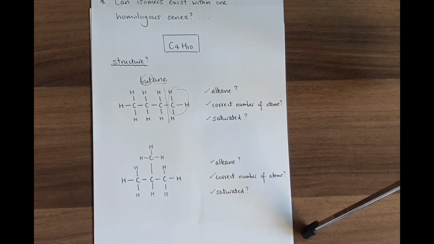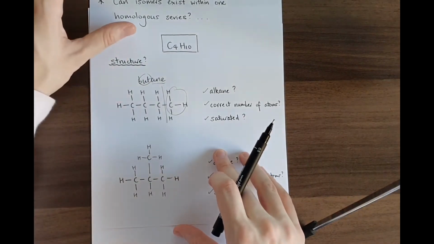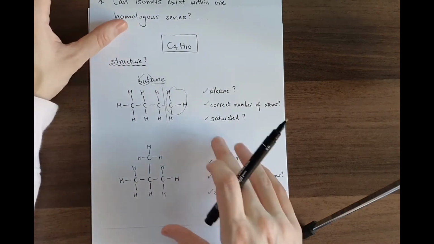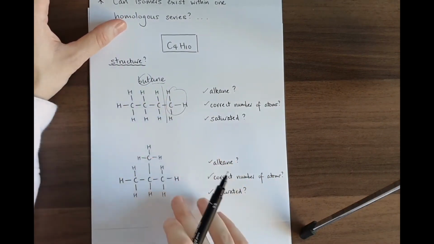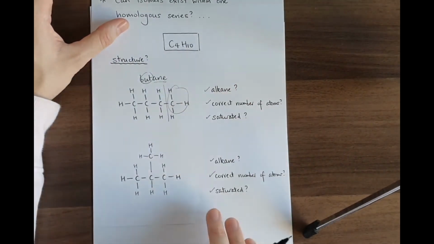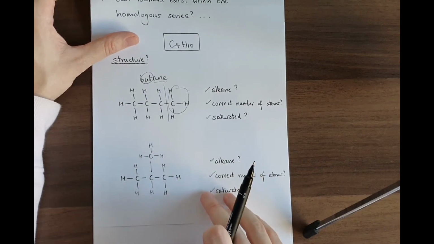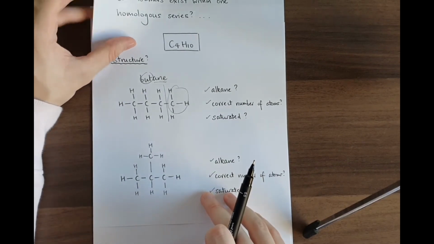So now what we want to do is come up with a better way to name these structures so that we can tell the difference between them, because now butane is not detailed enough, because this is butane, but this is also butane because it follows all of these rules. So if you've not watched that previous video, watch that one before continuing on with this video.